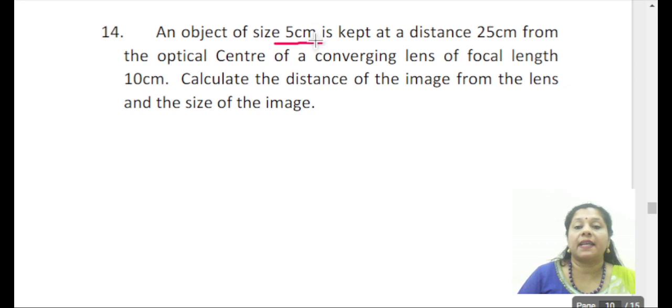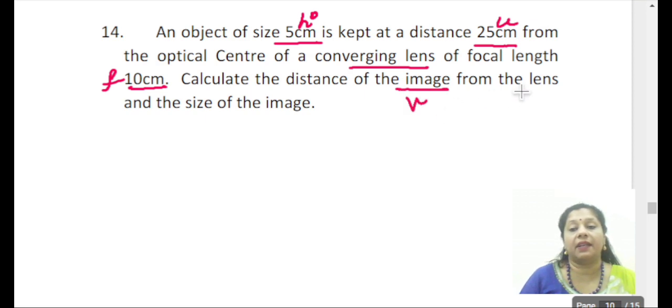An object of size 5 centimeter, HO is given, kept at a distance 25 centimeter, u, from the optical center of a converging lens. Again, converging lens means the convex lens. Focal length 10 centimeter, f is given. Calculate the distance of the image, v we have to find out, and the size of the image, HI again.